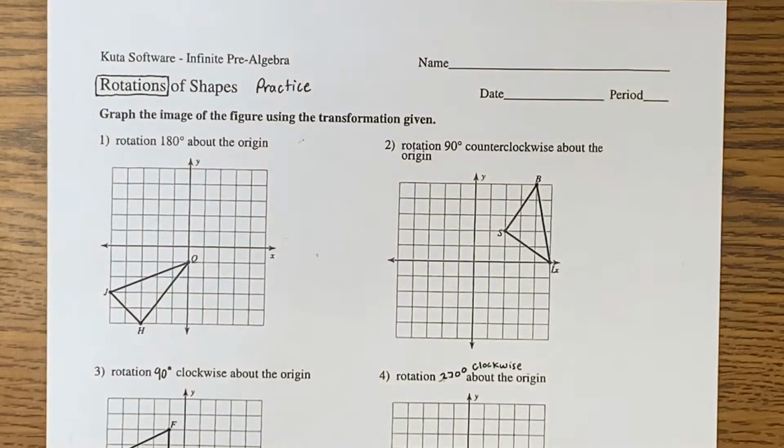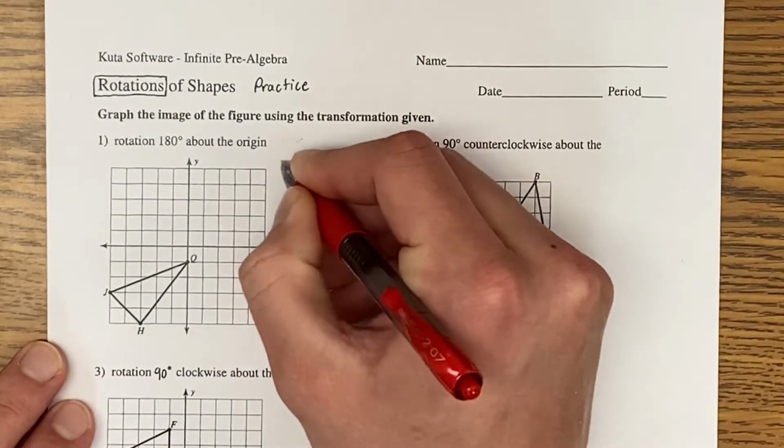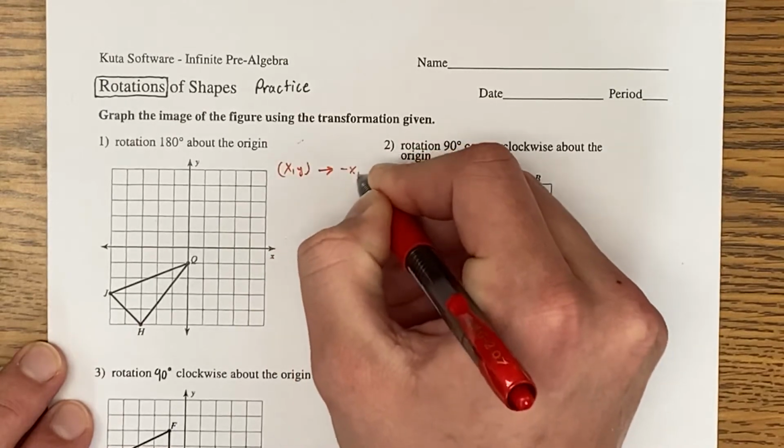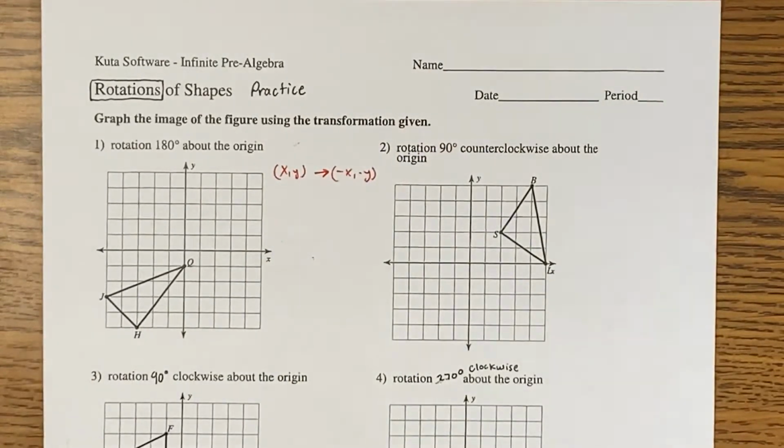On number one, it says rotation 180 degrees about the origin. Let's talk about this in terms of our coordinates and how they change if we were to memorize that. On a 180, our coordinates go from x comma y to the opposite of x and the opposite of y. All we do is change the sign of each coordinate. They stay in the same place.